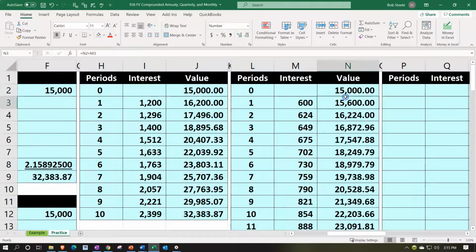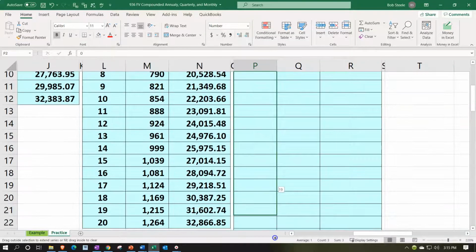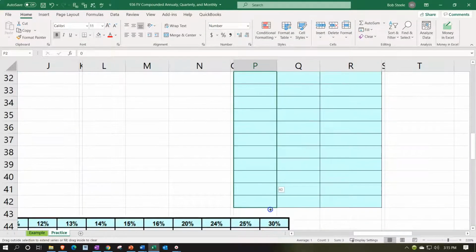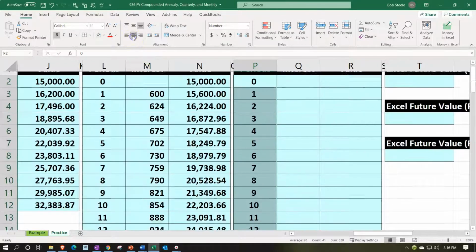Now let's do it again, same kind of thing, but this time we're going to break it out to quarterly. So now I'm going to start with 0 this time, 1, 2, and then copy that all the way down for the 10 years, which will now be calculated out to the 40 periods, because we're doing them every 3 months, otherwise known as quarterly.